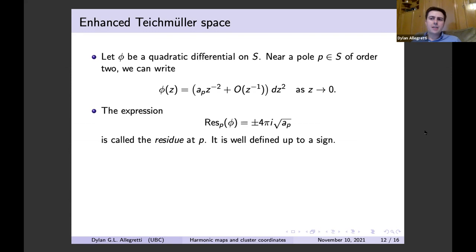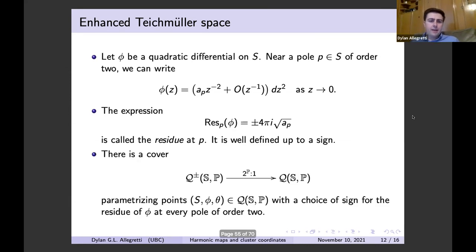It's called the residue because you could define it in a different way. You could take a square root of this quadratic differential. That would be a 1-form. And then this would literally be the residue of the 1-form. It would be the coefficient of the z to the minus 1 term. And because we're taking a square root, the thing we get is only well defined up to a sign.